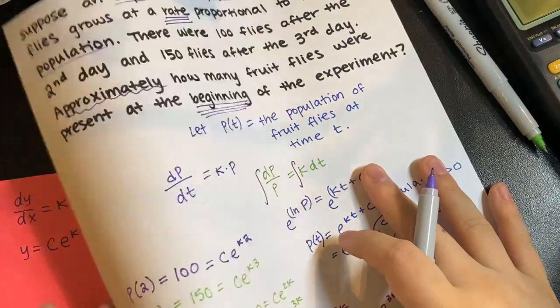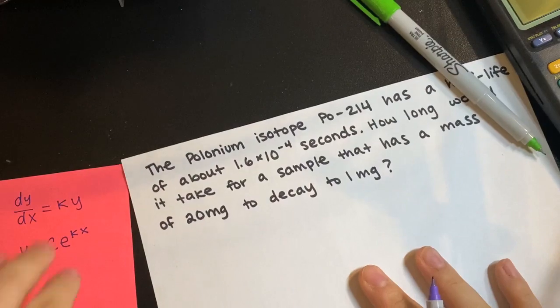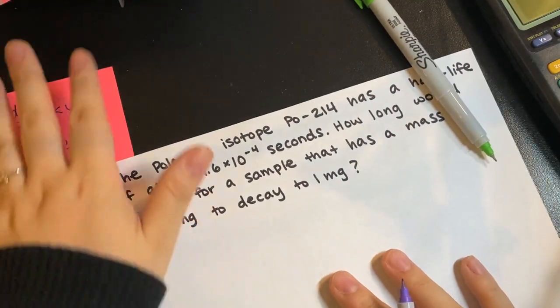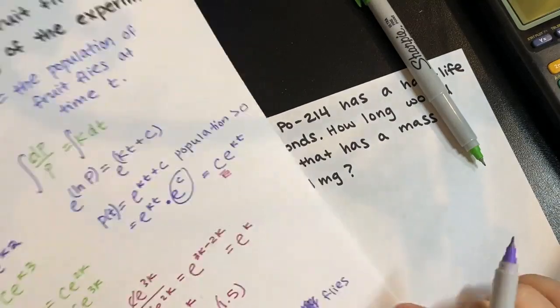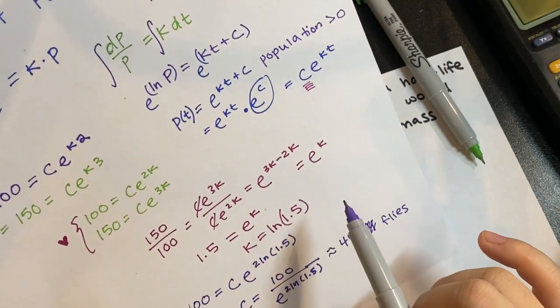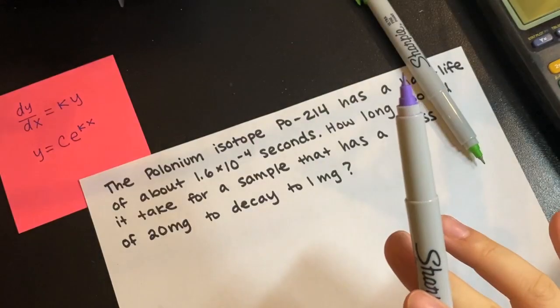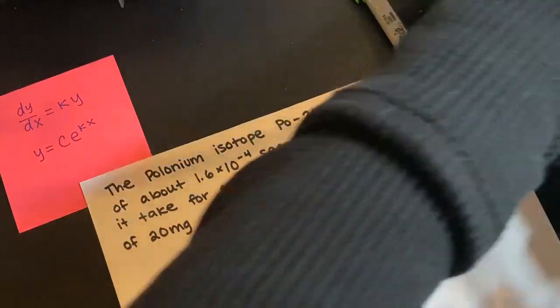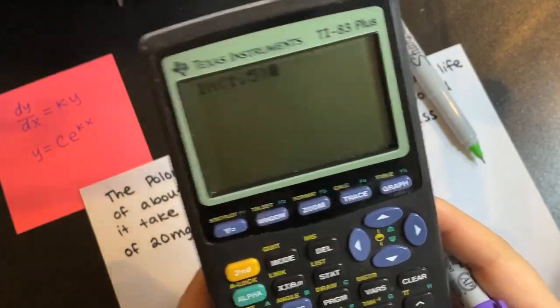Okay, so now let's take a look at the other one. Let me know if you have any questions about this, by the way. So this is going to be our decay question. Oh yeah, so note that in this last question we got k is natural log of 1.5. That's going to be positive, because this is exponential growth. So let's actually type in what the natural log of 1.5 looks like.